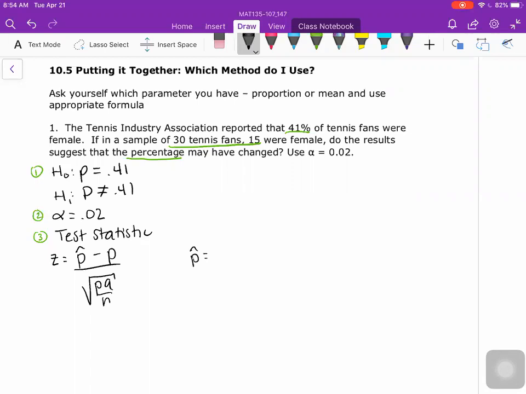P hat is our sample proportion. There were 15 out of 30 in our sample that were female. P is our null value, 0.41. Q is found by subtracting P from 1. Q equals 0.59. N is our sample size. We had 30 people in our sample.